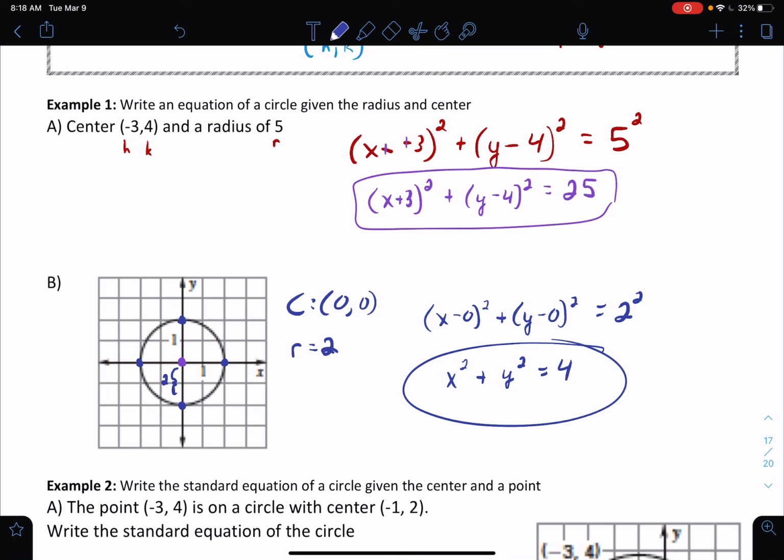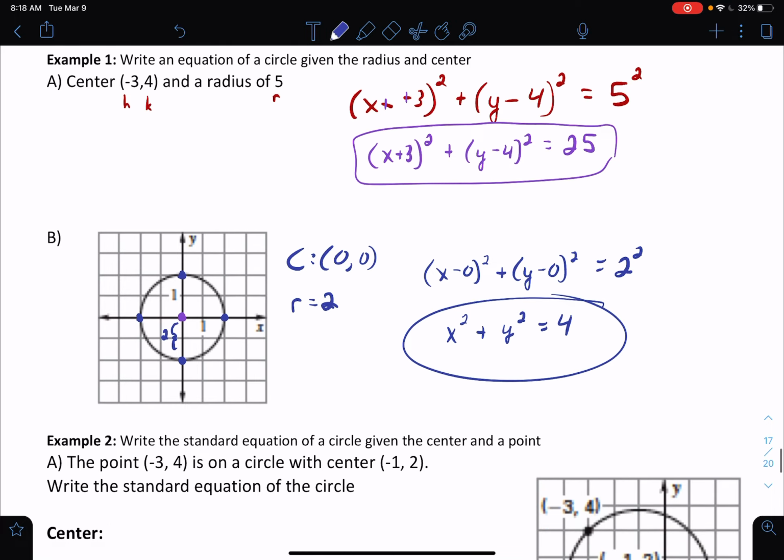So if nothing is being added or subtracted from the x or the y, you know that coordinate is going to be 0. You want to simplify it. Okay, but you also need to know what your simplified form means. It means that that center is (0, 0), because I don't have any numbers being added or subtracted from x or y. Okay, let's continue on.